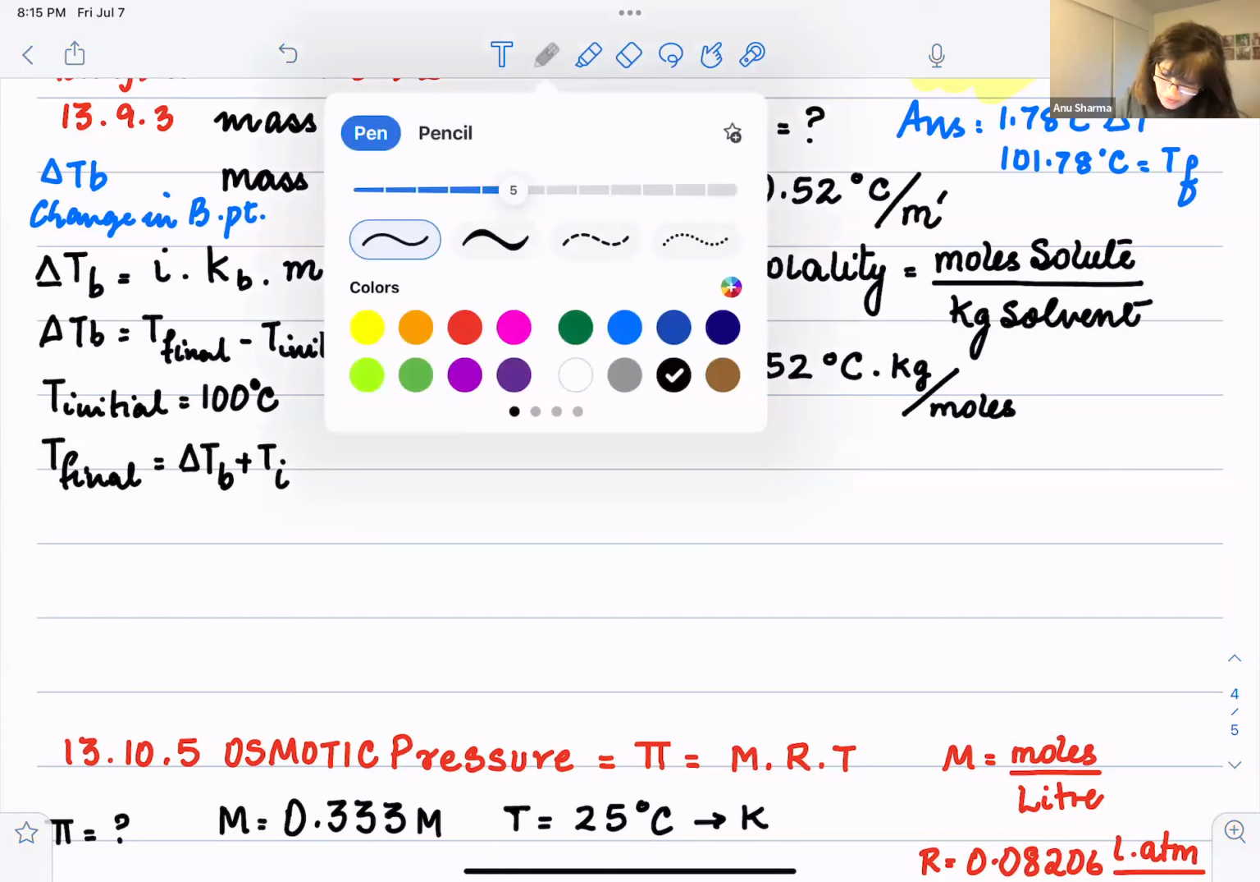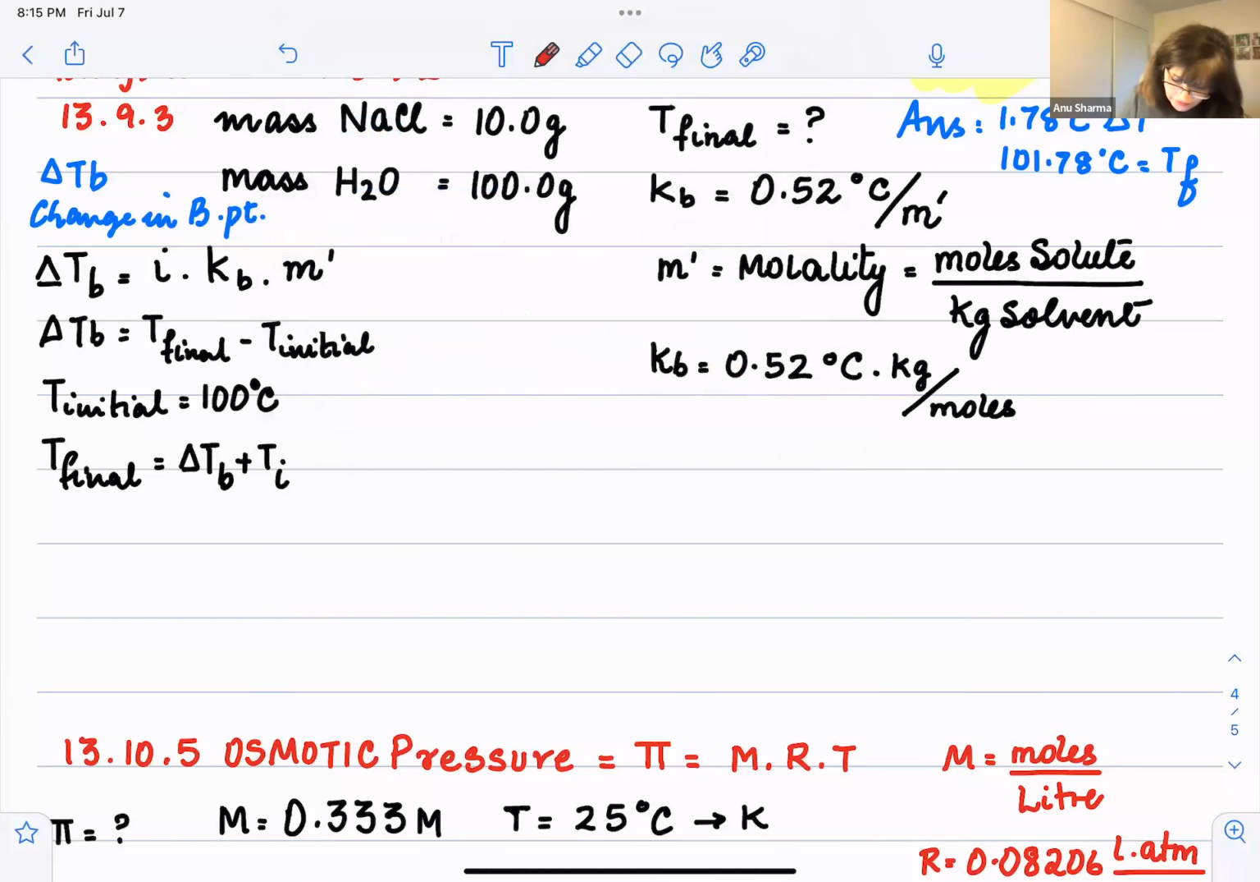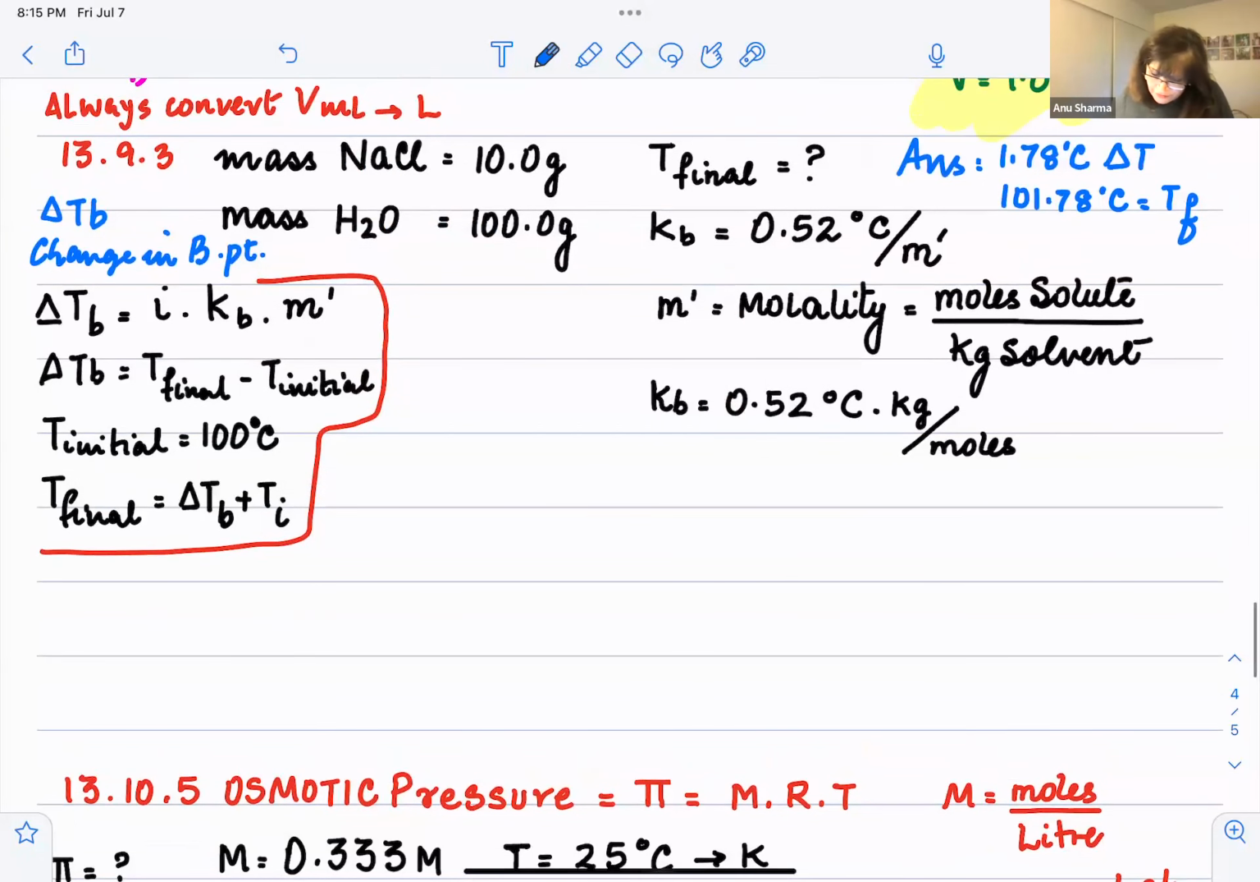All right, so now this piece is kind of known. Ideally, I write all this in red, but anyway, so let's do this. So first, we are given the mass of sodium chloride and the mass of water, 100 grams. We need to find the final temperature. The value of Kb is known, which is 0.52. This is the ebullioscopic constant of water, and that is degrees Celsius over molality. So molality is the moles of the solute over the kilograms of the solvent.